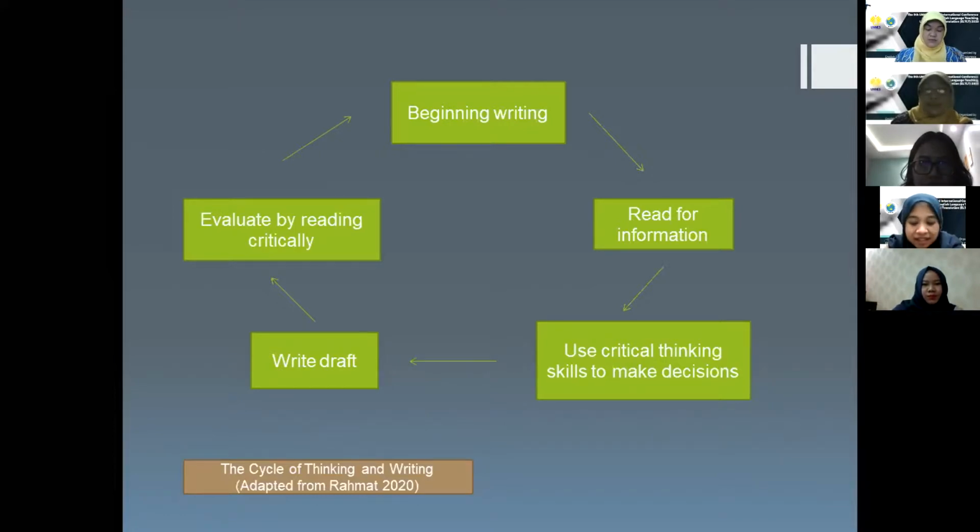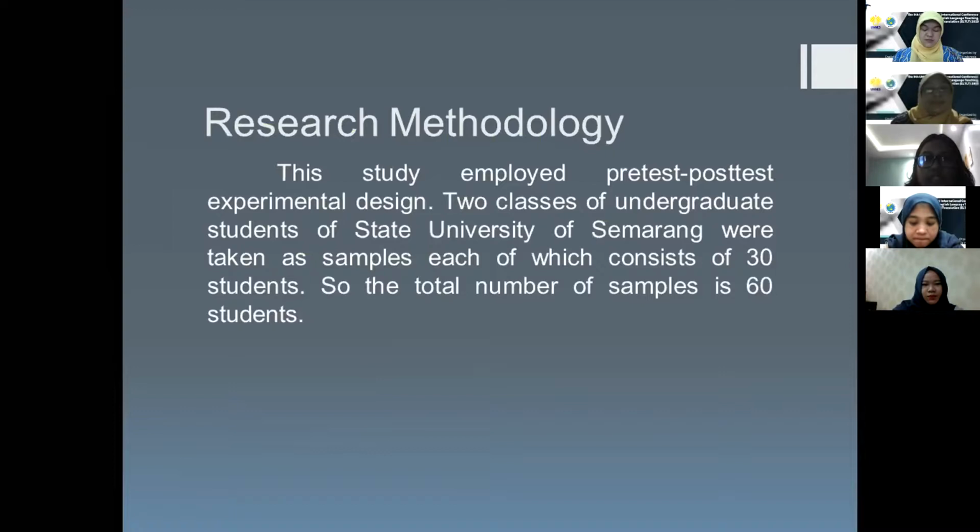Okay, the research methodology. In this study, I employed a pre-test, post-test experimental design, and two classes of undergraduate students of State University of Semarang were taken as samples, each of which consists of 30 students. So the total number of samples is 60 students. The first class is low critical thinking, and the second class is high critical thinking. I determined the classes by using questionnaires.